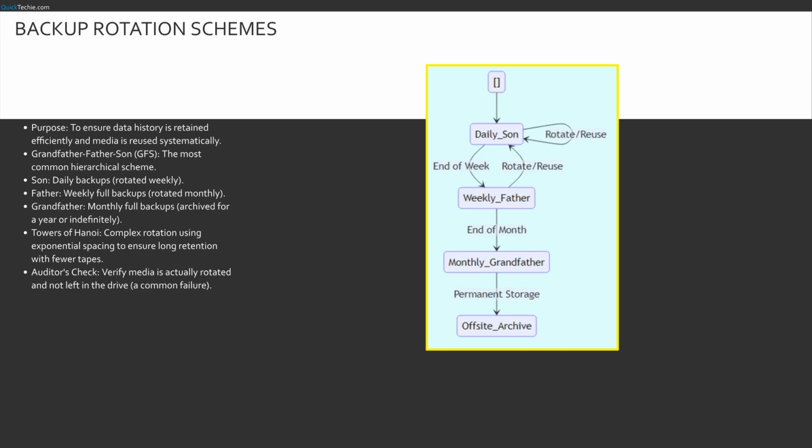As an auditor, one of the most frequent findings is a failure to rotate. If the same tape stays in the drive for a month, you have no history, and the tape will wear out. This state diagram tracks the life cycle of backup media in a GFS scheme. The cycle begins with the daily son tapes. At the end of the week, we promote a backup to a weekly father. At the end of the month, a father becomes a monthly grandfather. Crucially, the grandfather moves to off-site archive for permanent storage, while the son and father tapes loop back to be overwritten and reused. This visualizes the balance between retention and media recycling.